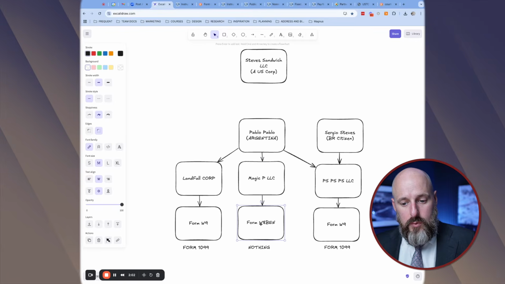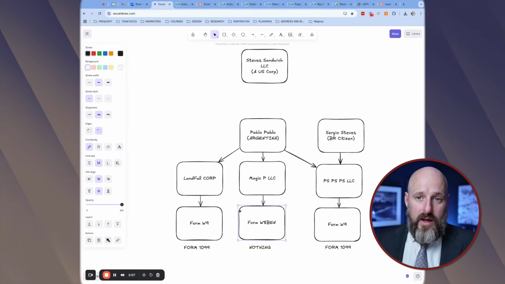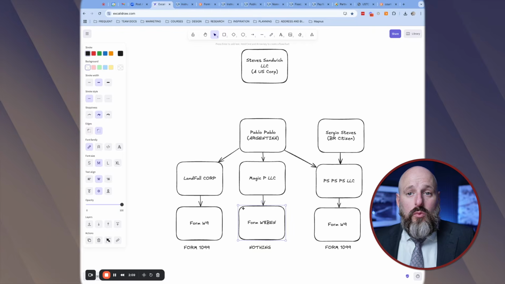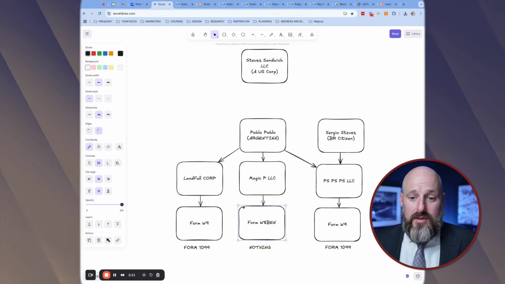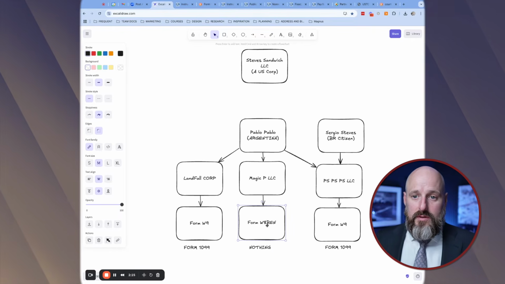And Steve Sandwich, he's paying this company, Magic P LLC, as long as he delivers a W-8BEN, Steve Sandwich should keep that W-8BEN on file and should not issue a 1099 because he can't, because there's no U.S. tax number, and also should not withhold taxes because it's not performed in the U.S.